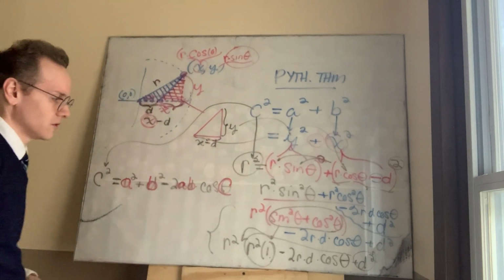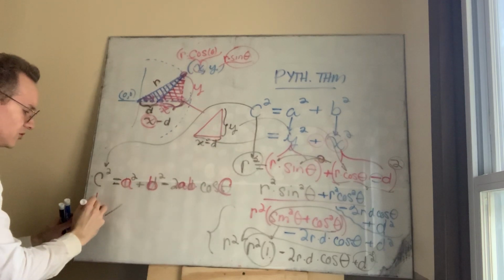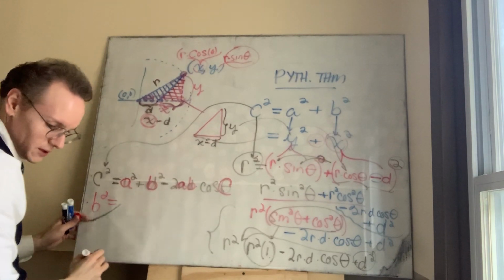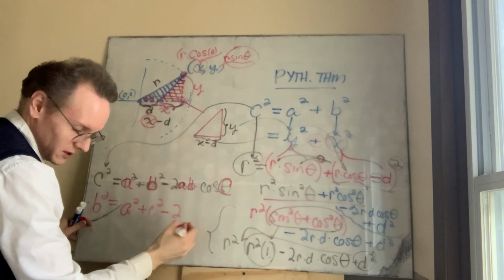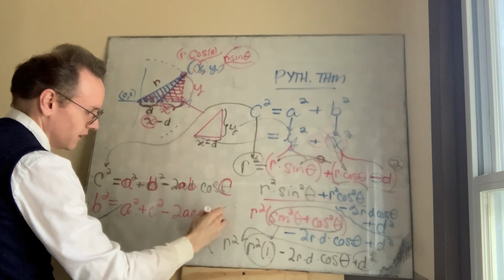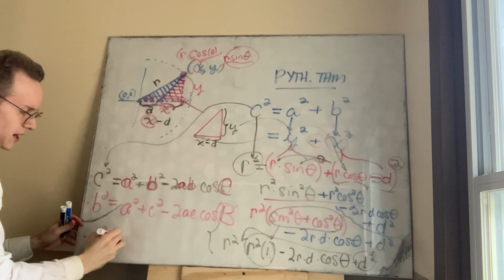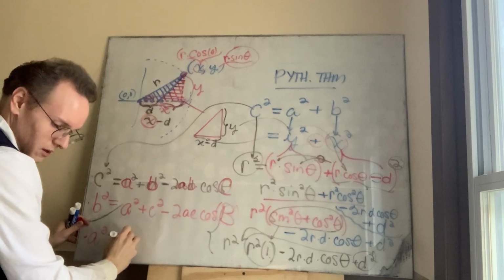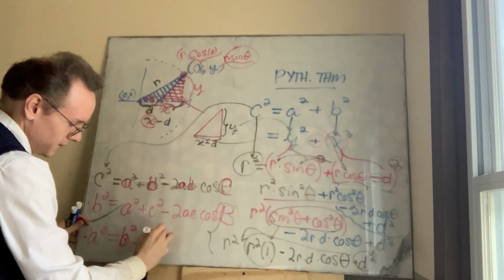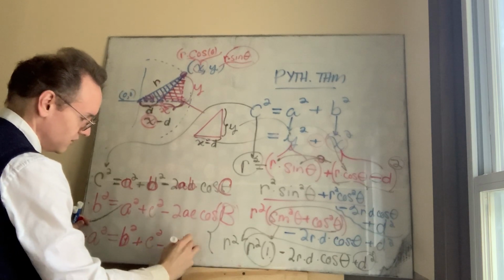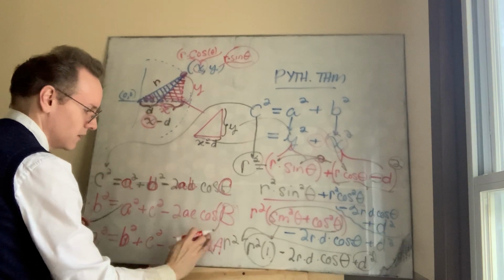If you rearrange this for b squared, again you would see it would be a squared plus c squared instead, minus 2ac cosine of the b angle instead. If you did this for a squared, you would have the arrangement of b squared plus c squared minus 2bc cosine of the angle a.